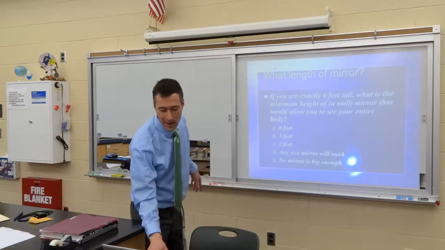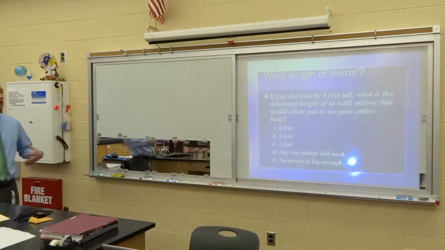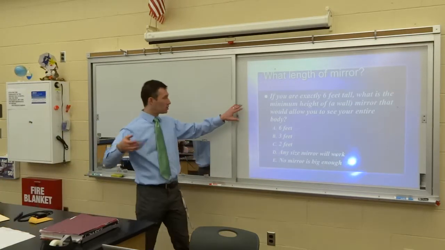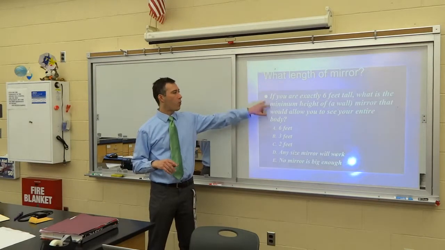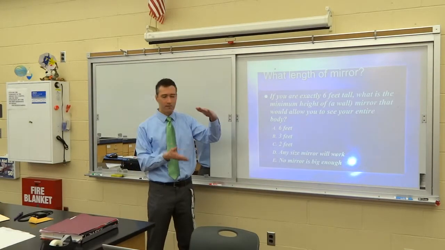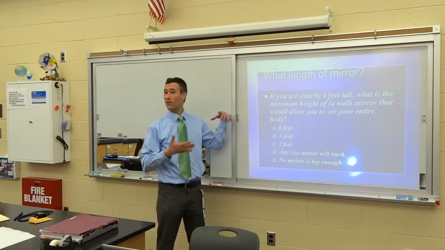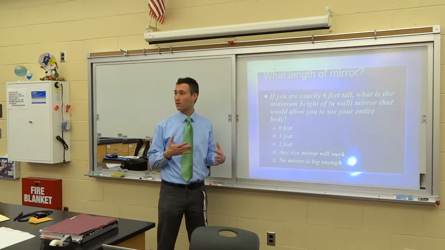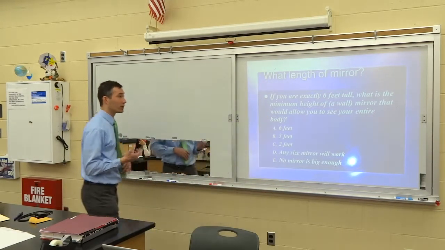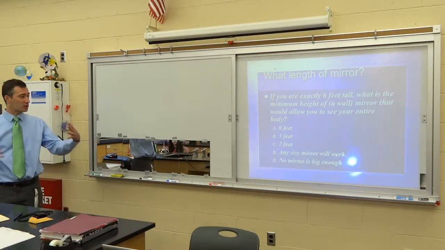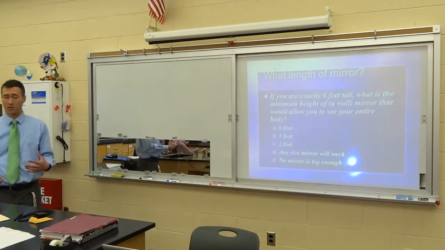All right. So I have another question. This one was multiple choice, and this one I will ask for you to talk about in your foursomes. Let's do simple numbers, right? You're 6 feet tall, exactly. What is the minimum height of a wall mirror hanging on the wall that you would need in order to be able to see your entire body, from head to toe? I have 5 different choices here. So in your foursomes, could you please talk about this and hopefully reach some sort of consensus on what your favorite answer is?